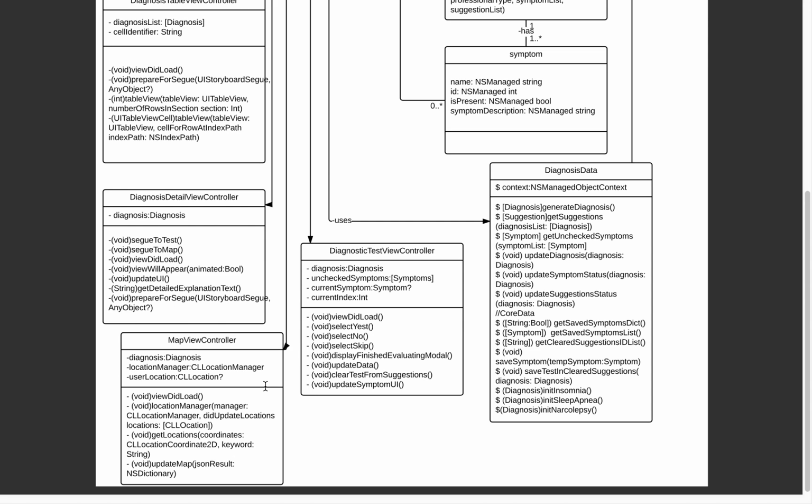We also, either from the detail view controller or the suggestions list, can go into a map controller, which uses the Google Maps and Google Places API to search for nearby doctors who specialize in treating that health issue, and then renders it in a map view so that the user can contact the local clinic.